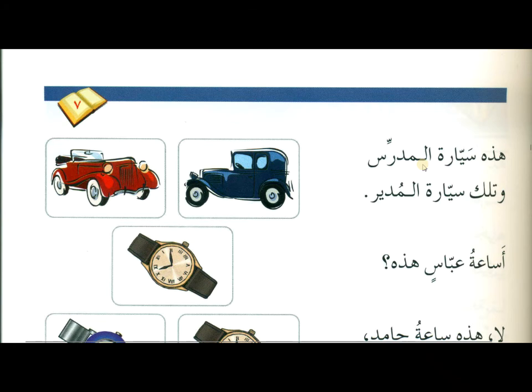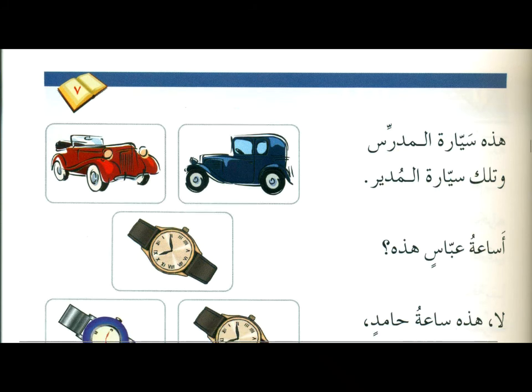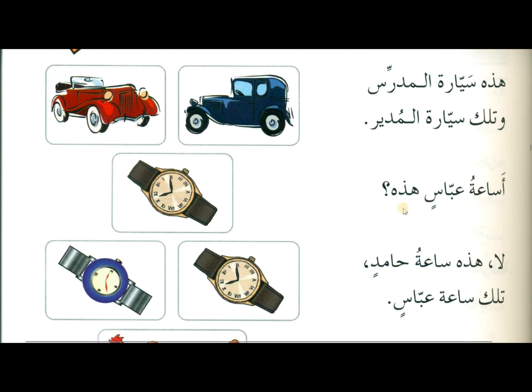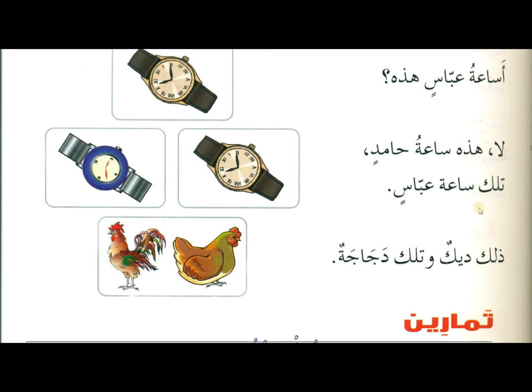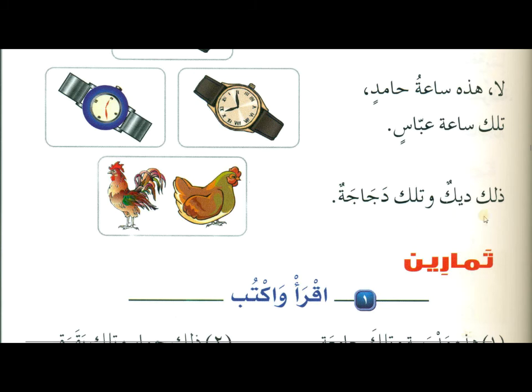Hazihi sayyaratul mudarrisi wa tilka sayyaratul mudir. This is the car of the teacher and that is the car of the headmaster. Asa'atu Abbasin hazihi? Is this Abbas's watch? La. Hazihi sa'atu Hamidin wa tilka sa'atu Abbas. No, this is the watch of Hamid and that is the watch of Abbas. Zalika dikun wa tilka dajaja. That is a rooster and that is a chicken. So you see, for masculine we use zalika, for feminine we use tilka.